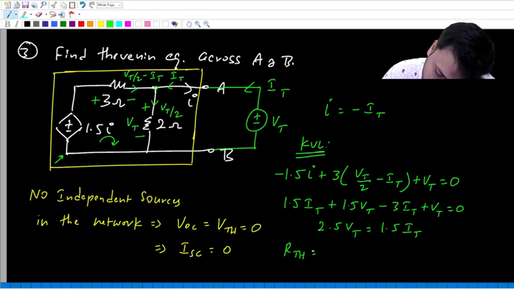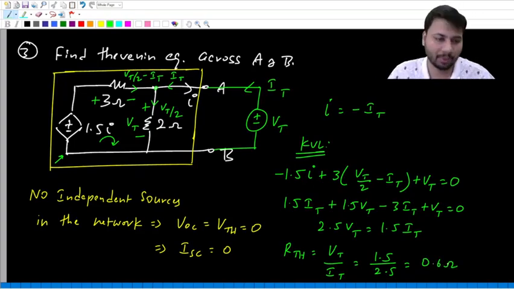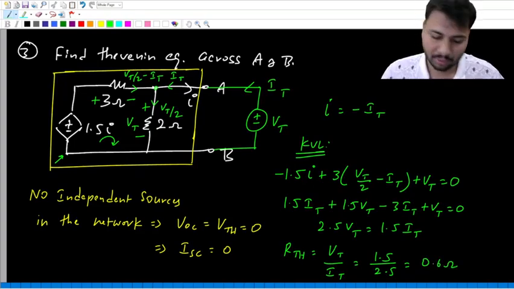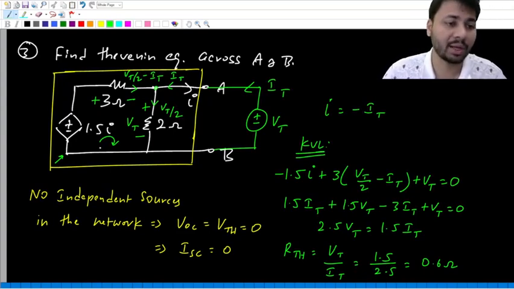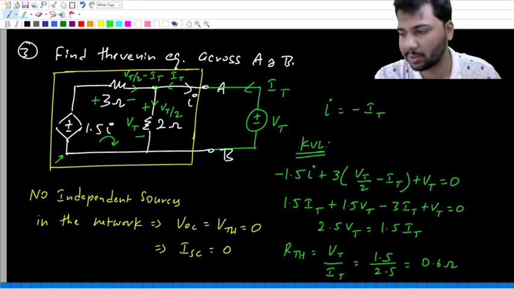Now what is the Thevenin resistance for us? It is the ratio of VT to IT. VT by IT will be 1.5 by 2.5, which is 3 by 5 or 0.6 ohms. That's all. So this yellow color box can be replaced with a single resistance of value 0.6 ohms, because the Thevenin voltage is 0.